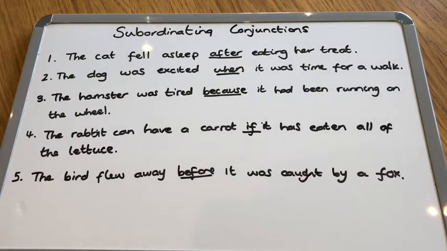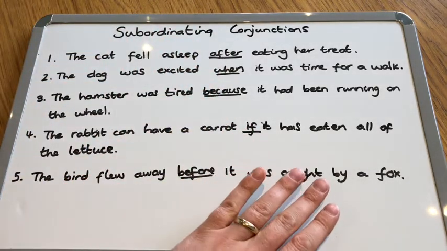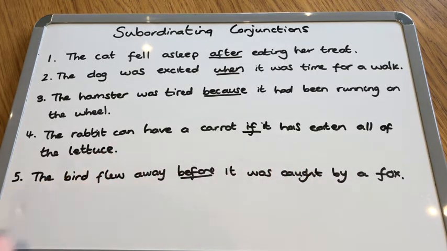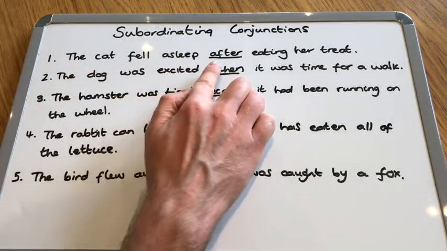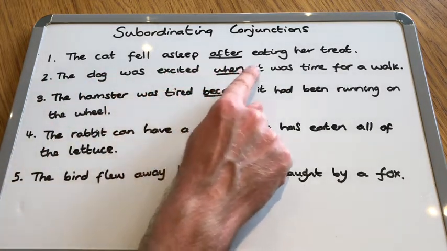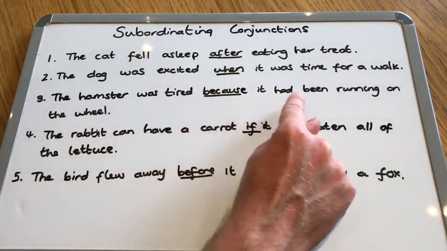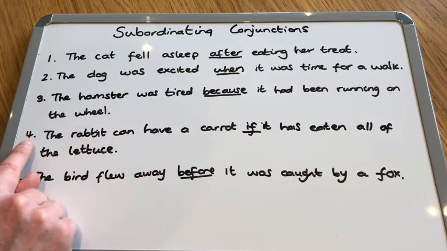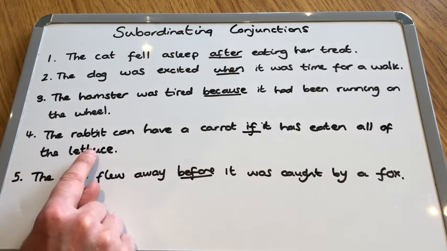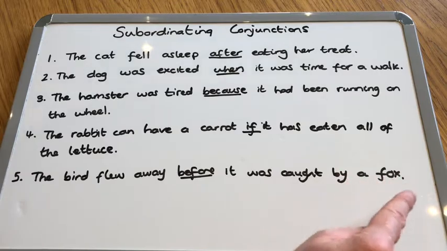Here's a few examples of how I've carefully chosen each conjunction to help me give the kind of information that I wanted to give about the main clause. So we have number 1, the cat fell asleep after eating her treat. Number 2, the dog was excited when it was time for a walk. Number 3, the hamster was tired because it had been running on the wheel. Number 4, the rabbit can have a carrot if it has eaten all of the lettuce. Number 5, the bird flew away before it was caught by a fox.